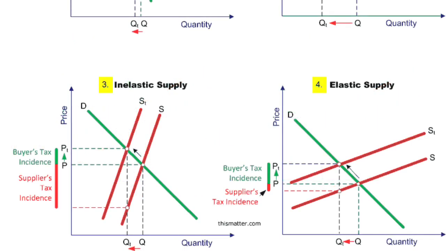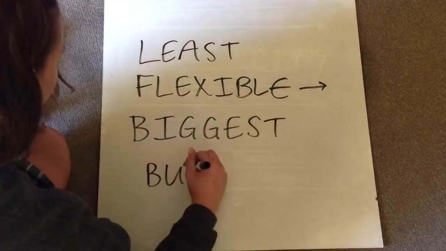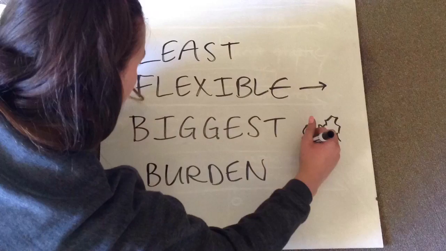The same applies to supply. When the supply is more inelastic, the producers bear more of the tax burden and the consumers bear less, and when the supply is more elastic, the producers bear less of the tax burden and the consumers bear more. As a rule, the least flexible carries the biggest burden regardless of who the tax is being placed on.